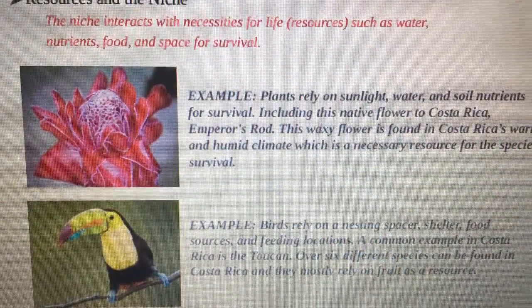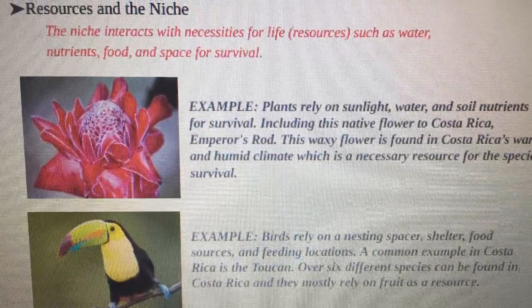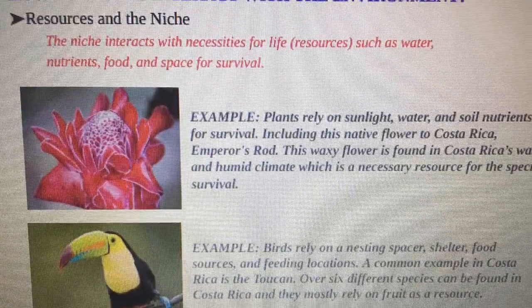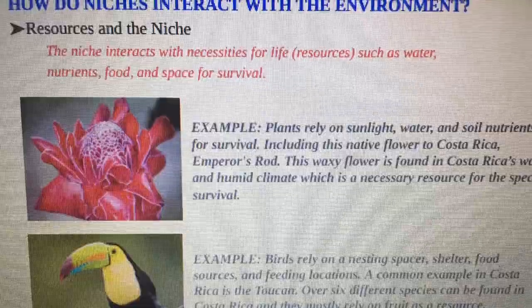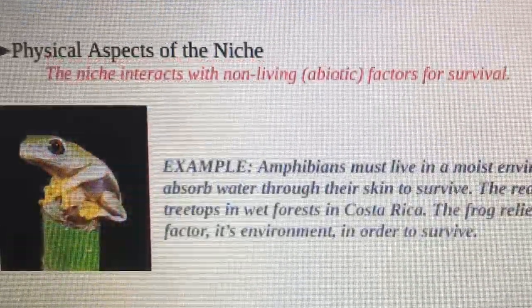Okay, listen here, class. As I said before, a niche is an organism's purpose in the environment and how it interacts with it. There are three aspects of a niche. One, resource, which refers to the necessities of life. Examples are food, water, nutrients, and space.